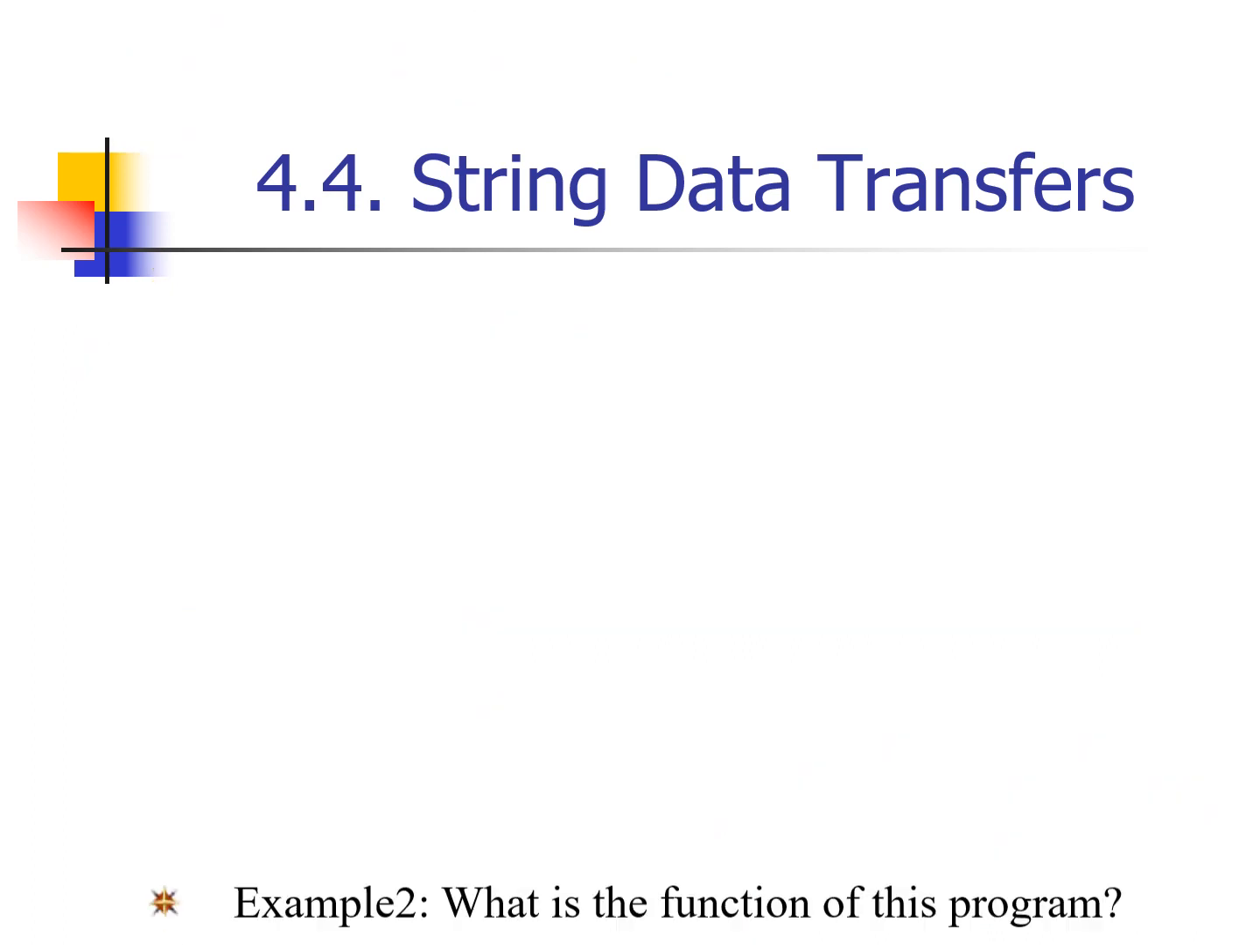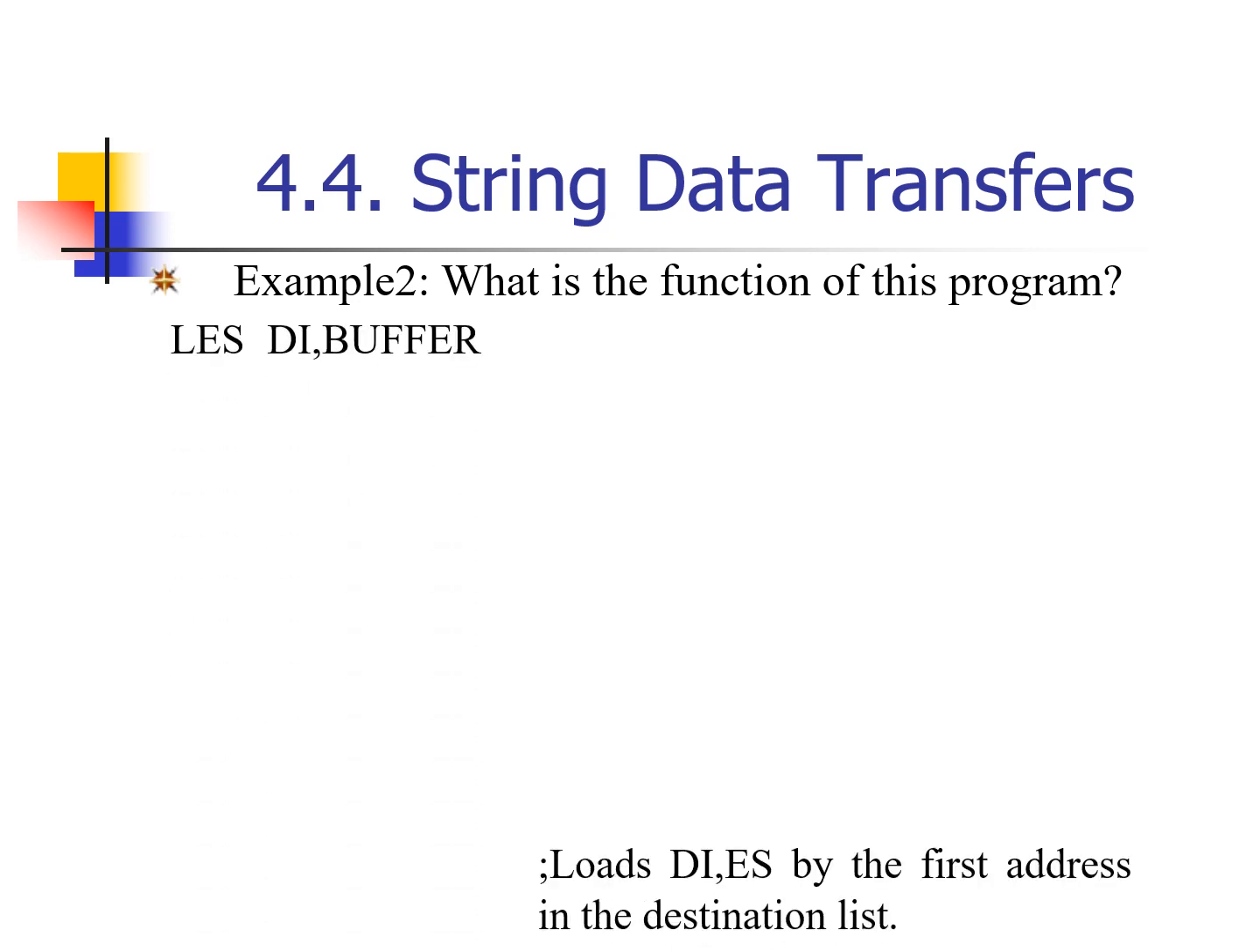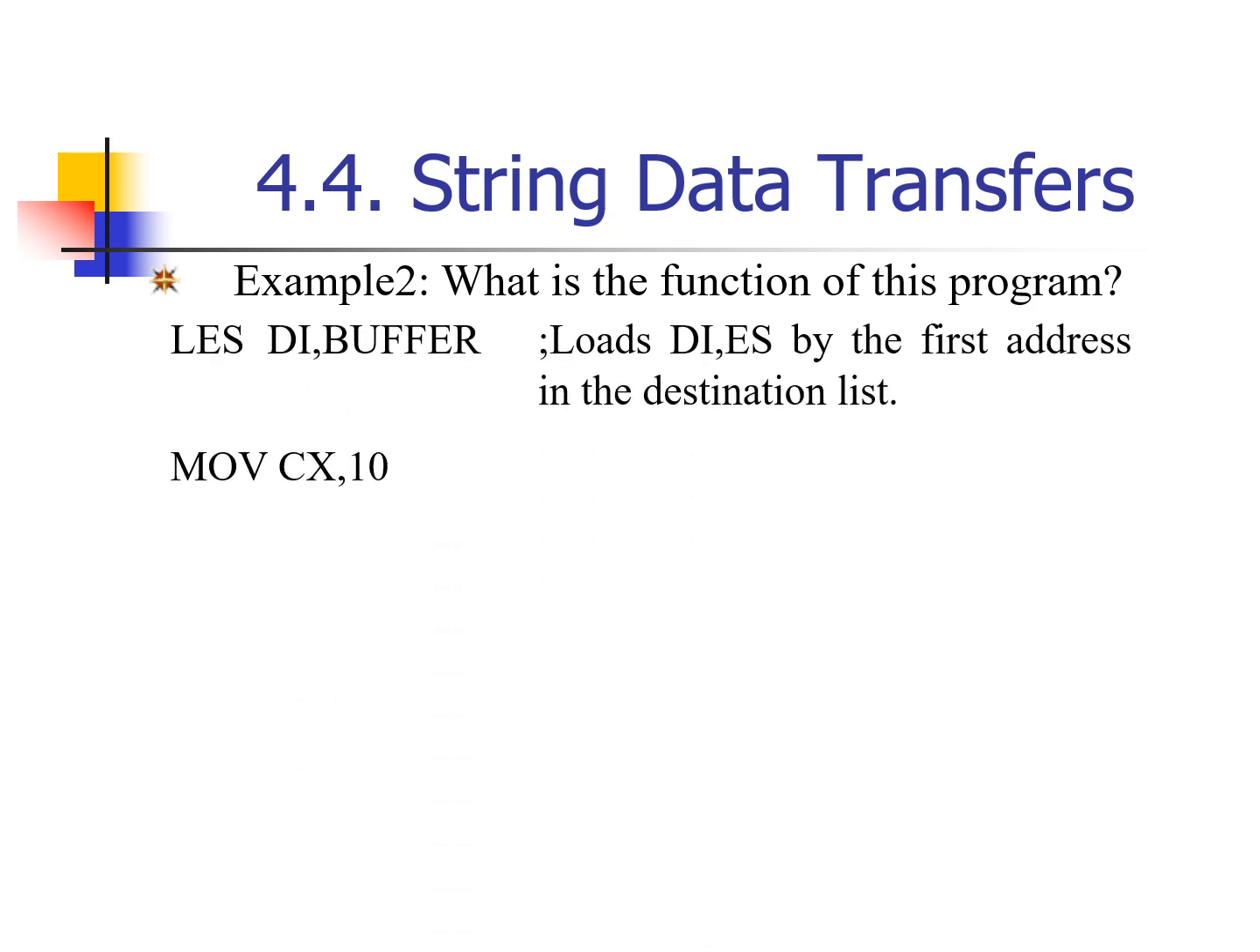You can do this twice as fast by, okay, this is another example. We have a block of data named buffer in ES, and we are loading DI with the first 16 bits and ES with the second 16 bits of your buffer. Okay, looks like we're going to do something 10 times.